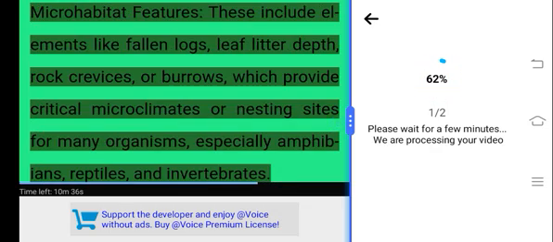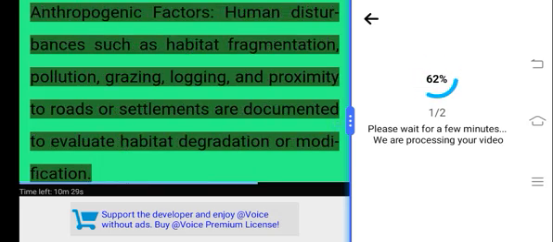Microhabitat features: these include elements like fallen logs, leaf litter depth, rock crevices, or burrows, which provide critical microclimates or nesting sites for many organisms, especially amphibians, reptiles, and invertebrates. Anthropogenic factors: human disturbances such as habitat fragmentation, pollution, grazing, logging, and proximity to roads or settlements are documented to evaluate habitat degradation or modification.